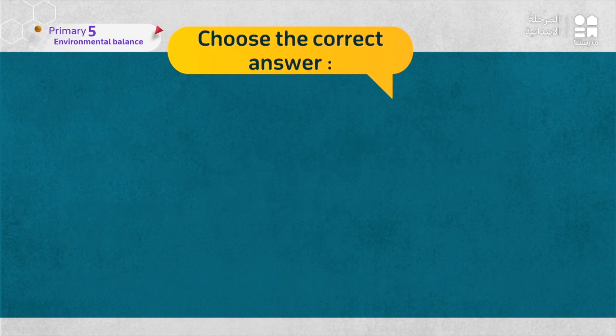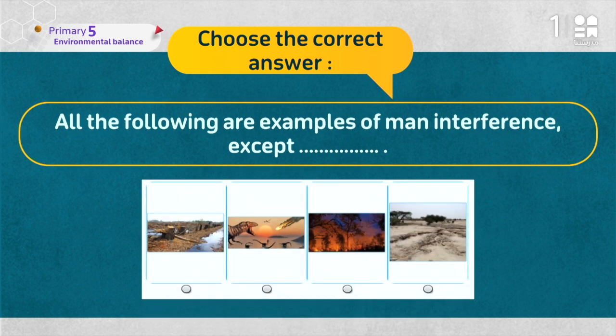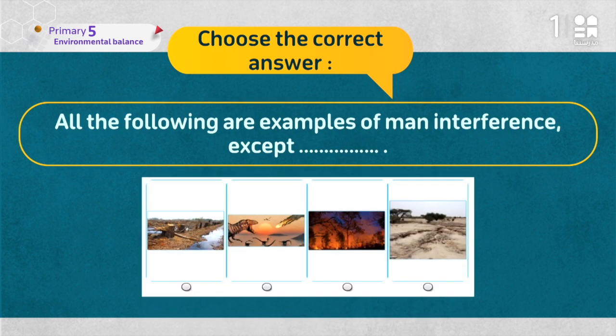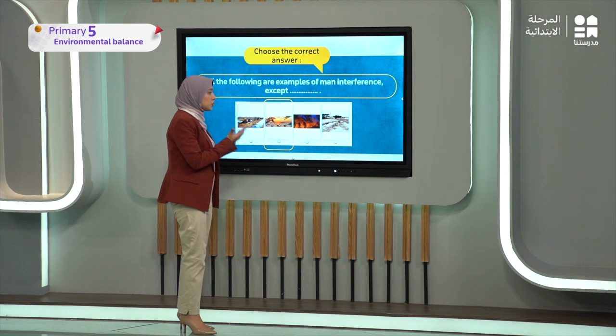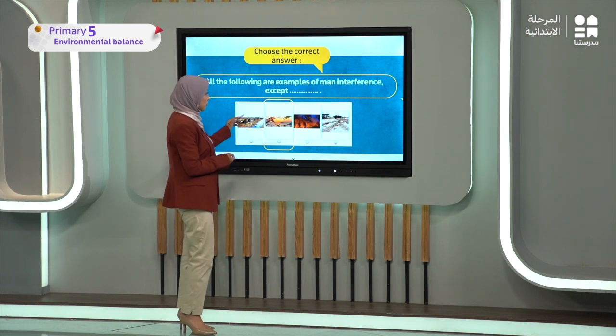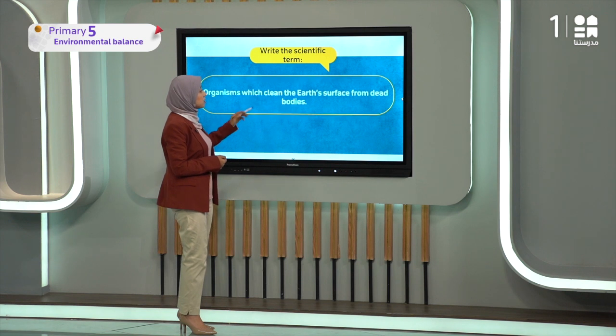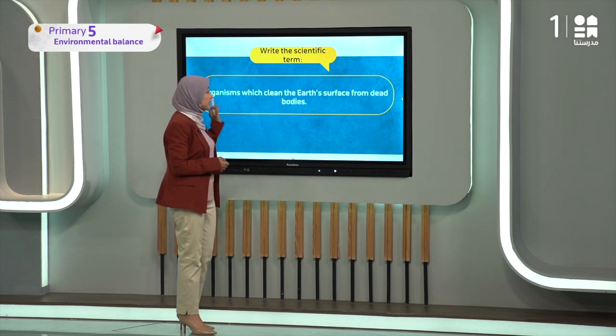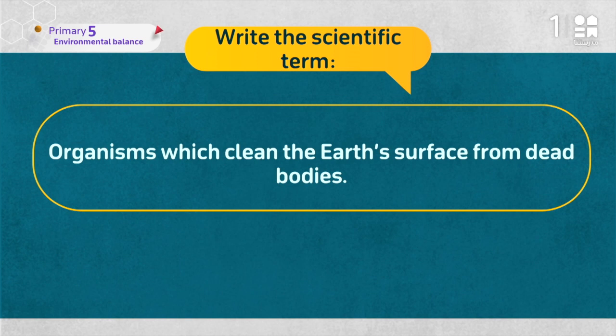Now, choose the correct answer. All the following are examples of man interference except. كلهم man interference ما عدا حاجة أكيد هي natural change. زي إيه؟ زي the dinosaur. The extinction of the dinosaurs, it happens due to the natural changes. طيب, now write the scientific term. Organisms which clean the Earth's surface from dead bodies. Which organisms? The saprophytic organisms. So, the saprophytic or the decomposers.